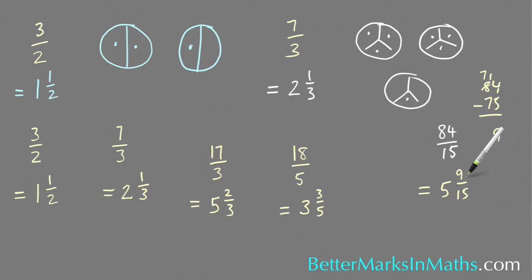And then 3 goes into both of those numbers. So that would be 5 and 9, how many 3's? And then 15, how many 3's? That would be 3/5. So that's how you would do this one. Much quicker way than drawing a diagram for it. So 84/15 is equal to 5 and 3/5.